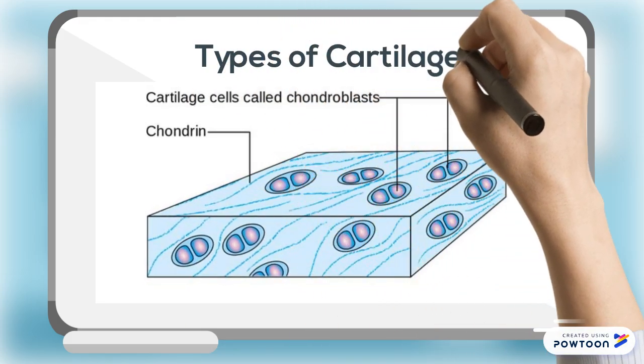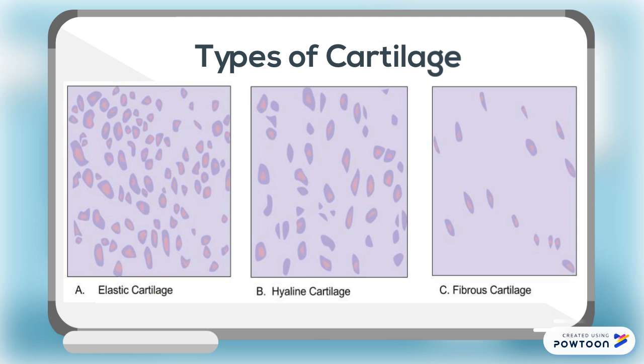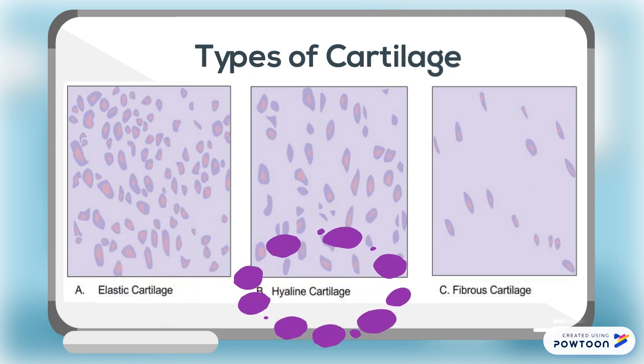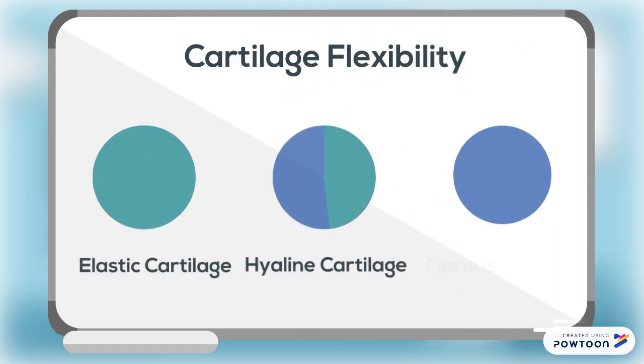Cartilage's extracellular matrix is produced by cells called chondroblasts. This ECM creates 3 different types of cartilage in the human body: elastic, hyaline, and fibrous. Of the 3, elastic is the most flexible and fibrous is the least.